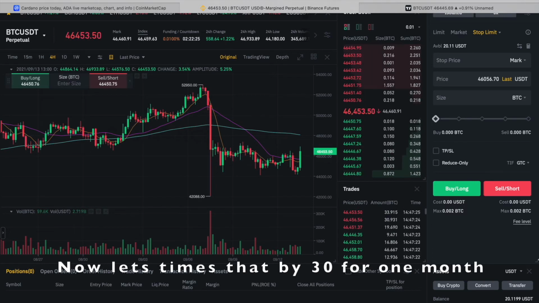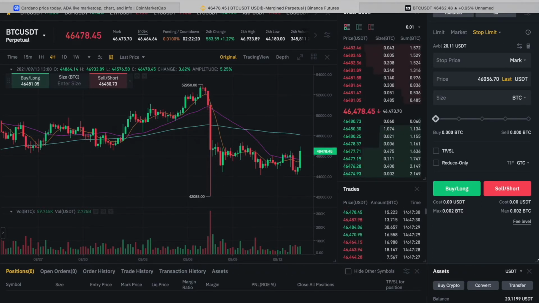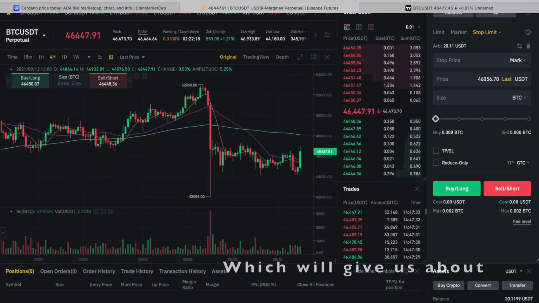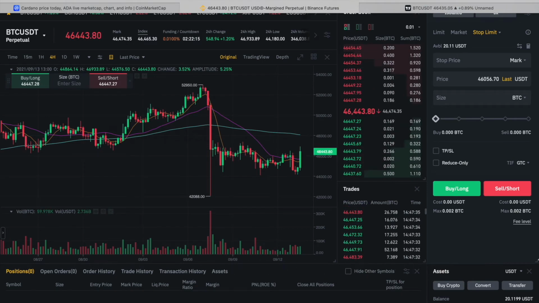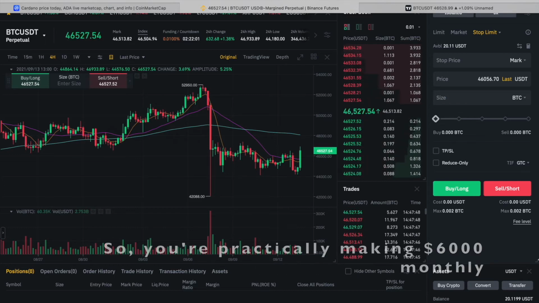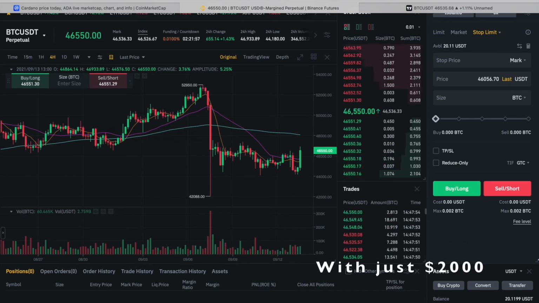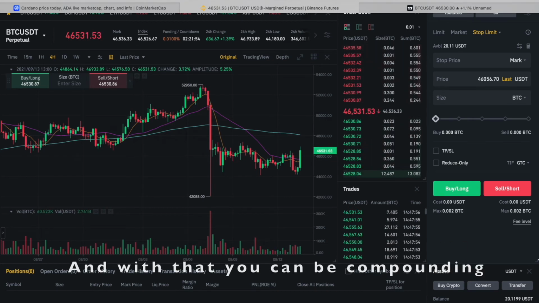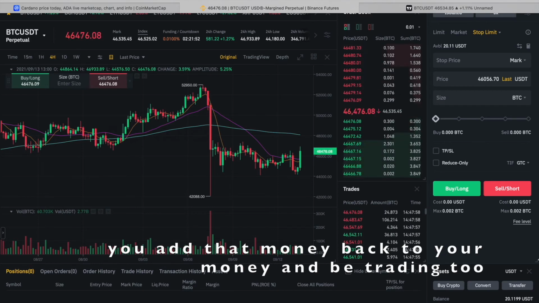Now let's times that by 30 for 1 month, which will give us $6,000. So you're practically making $6,000 monthly with just $2,000, and with that you can be compounding. You add that money back to your money and keep trading too.